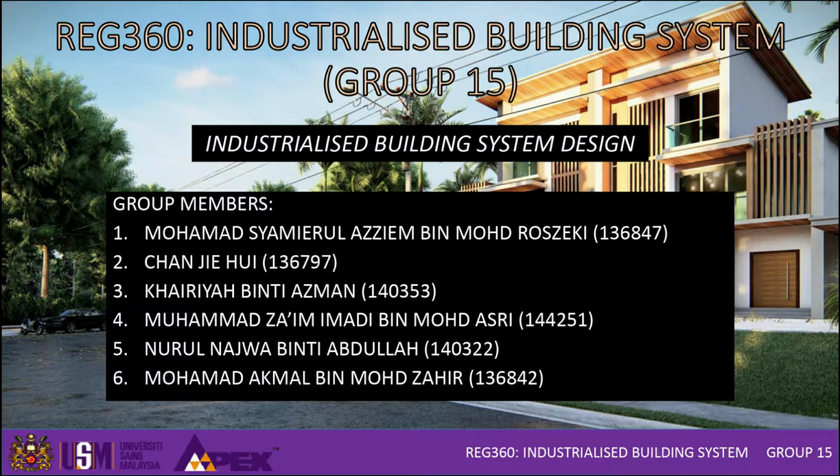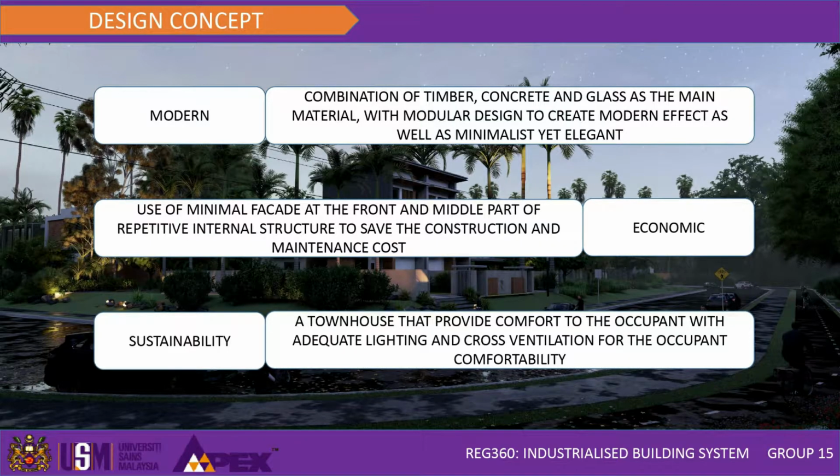As you can see from the screen, our project requires us to design a 3-story townhouse with the application of IBS technology. First of all, I will be talking about the design concept. A modern, economical yet sustainable concept is applied in our townhouse design to provide comfort to the occupants. For the main materials, we use a combination of timber, concrete, and glass for our exterior and interior design to create a modern effect as well as a minimalist yet elegant look.